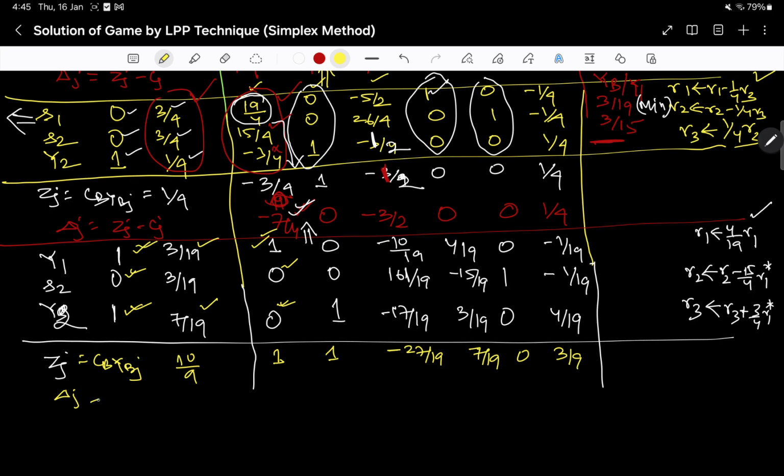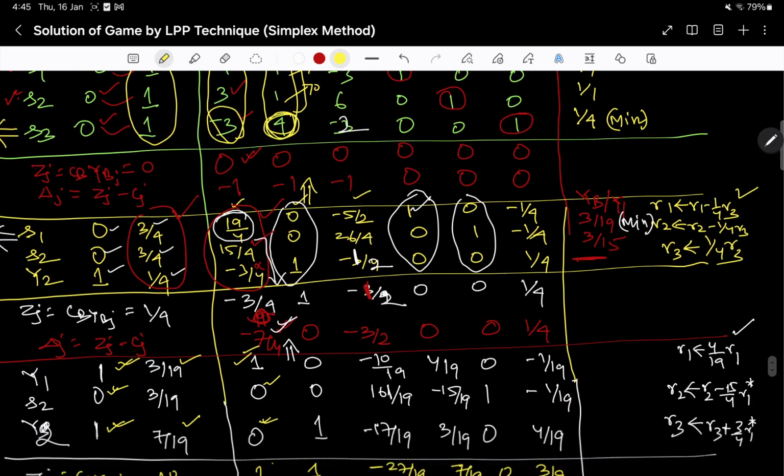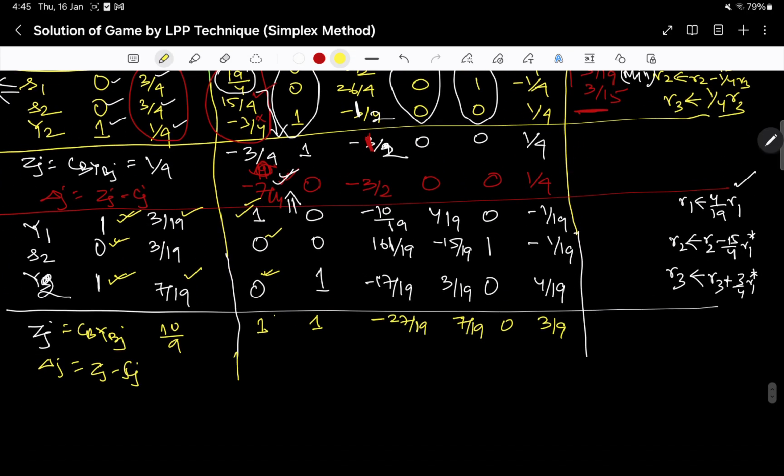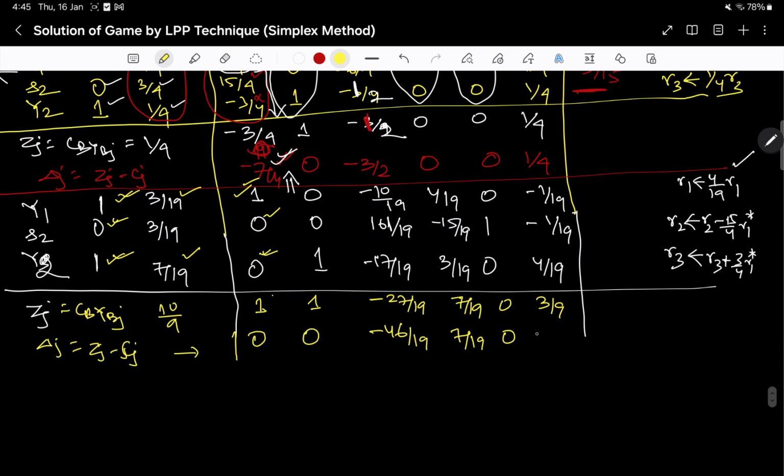Then del j is equal to zj minus cj. Okay, so this is 1 minus cj, which is 1. 1 minus 1 is my 0 here. Okay, so this is my 0. This is my 0. This is my minus 46 by 19, and this is my 7 by 19. This is my 0 minus 0 is 0, and this is my 3 by 9.